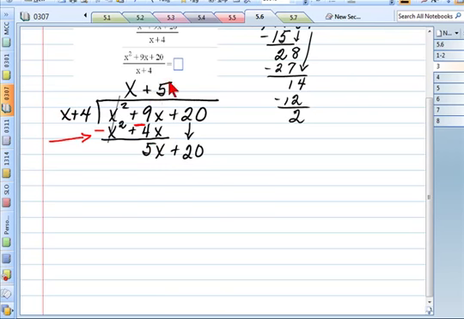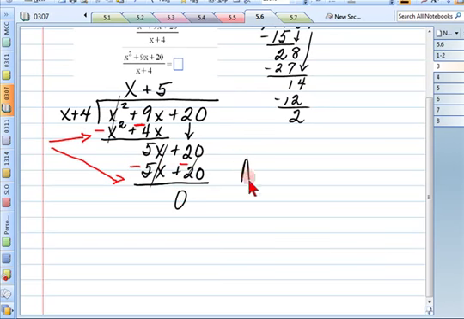Not 5x, but just 5. 5 times x is 5x. 5 times positive 4 is positive 20. It's time to subtract, which means I go to my red pen. And what am I going to do? Change those signs. And they cancel out. And everything canceled out, which meant my remainder was 0. What's my answer? X plus 5.